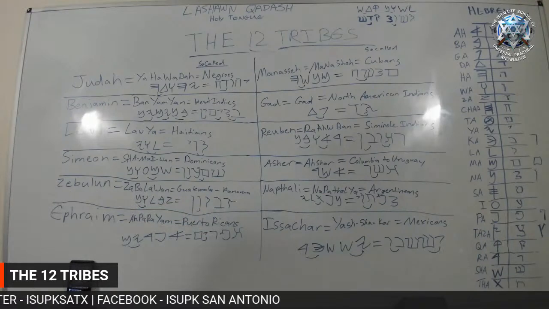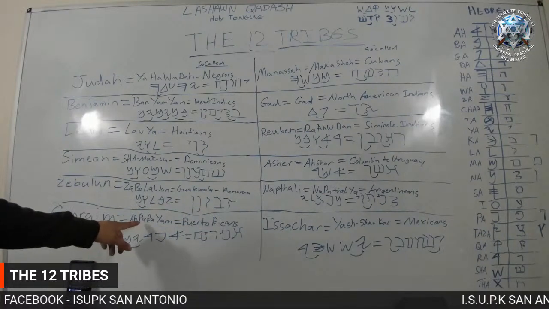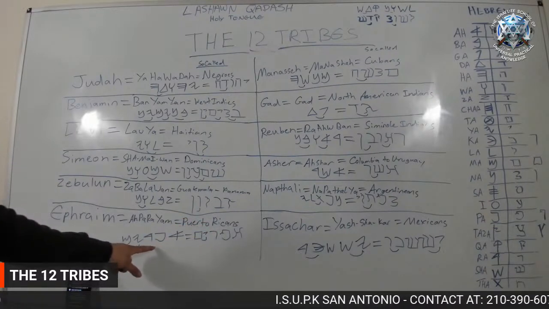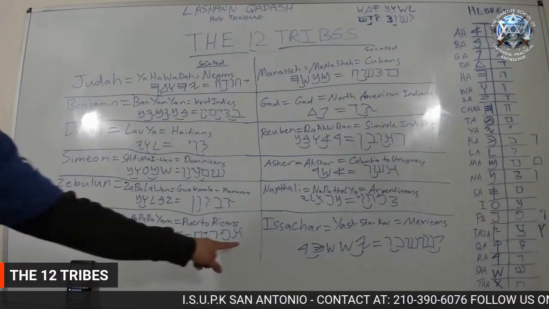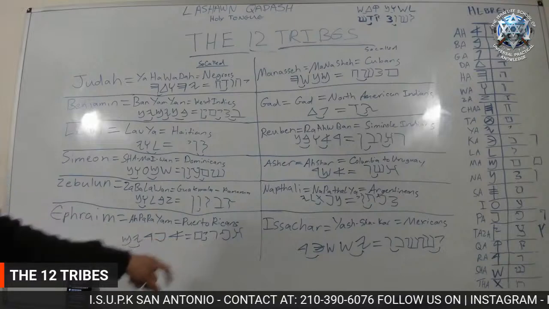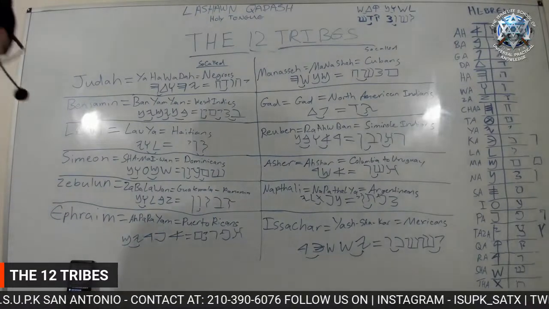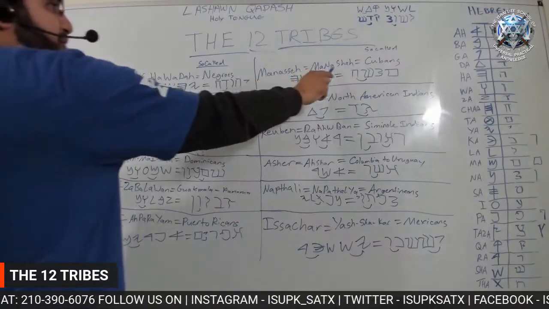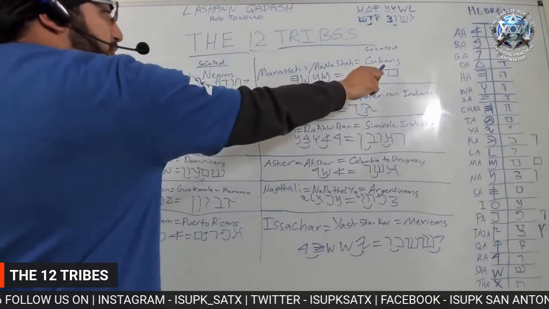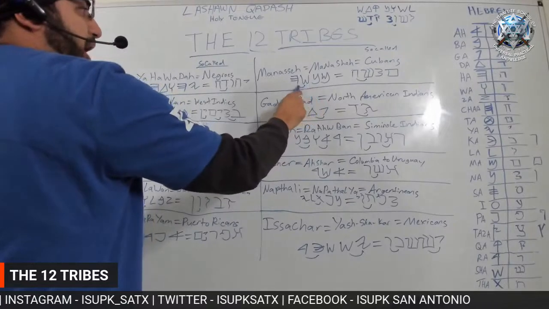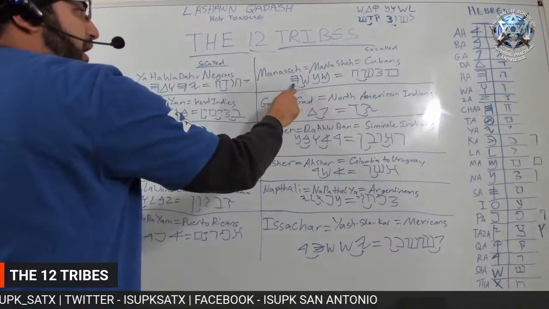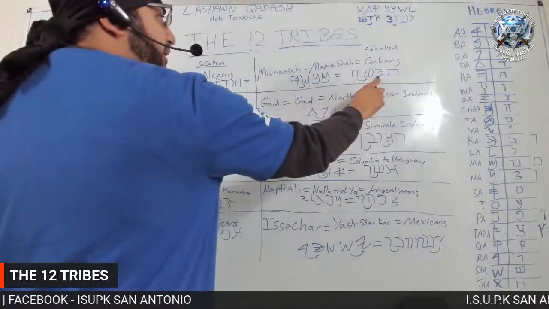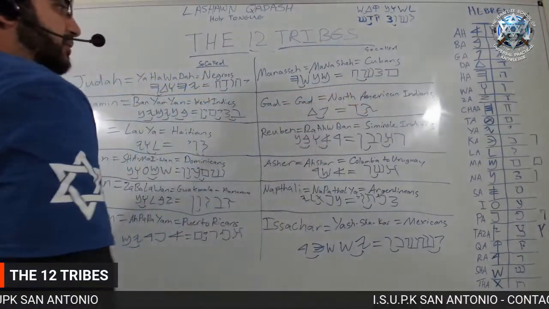Ephraim equals Aparayam, so-called Puerto Ricans. Aparayam. All right, moving over here. Manasseh equals Manashah, so-called Cubans. Manashah. Connect the Shah and the Ha, and then you get Shah. Manashah. Again, Manashah in the Assyrian.